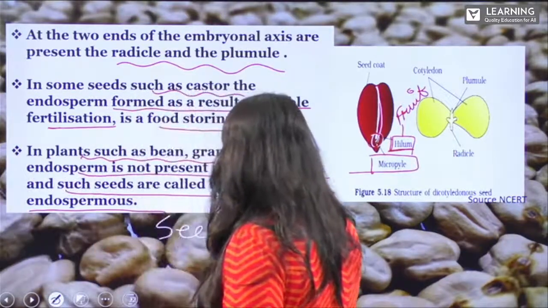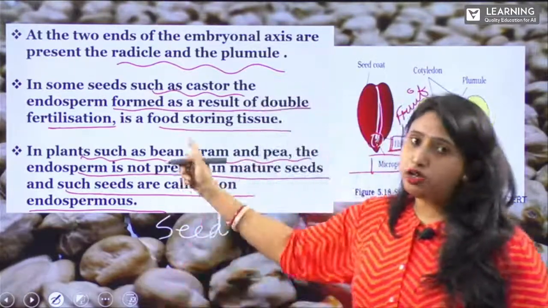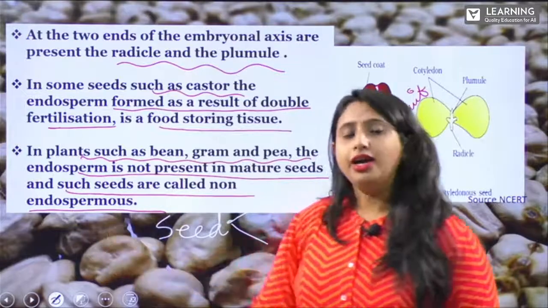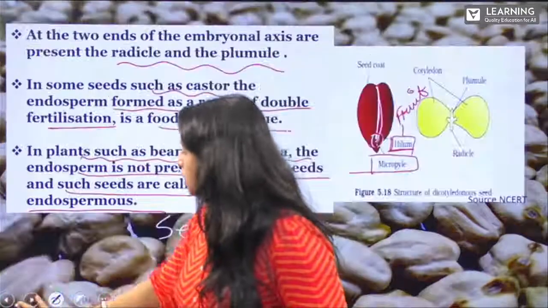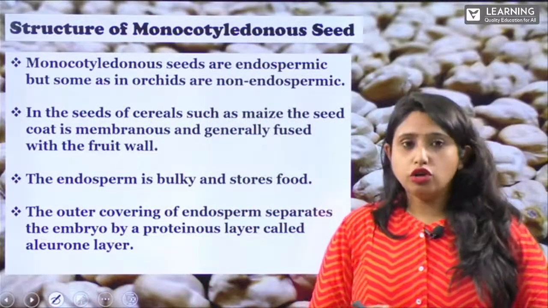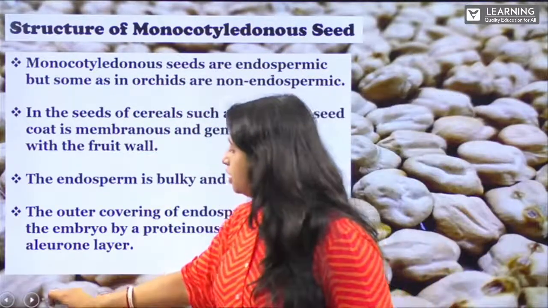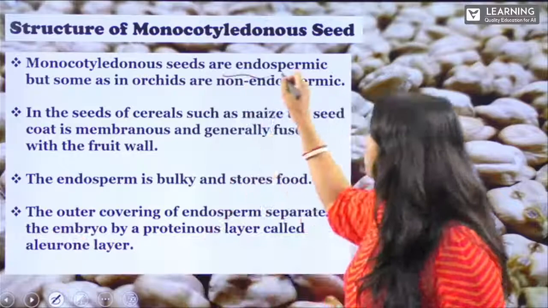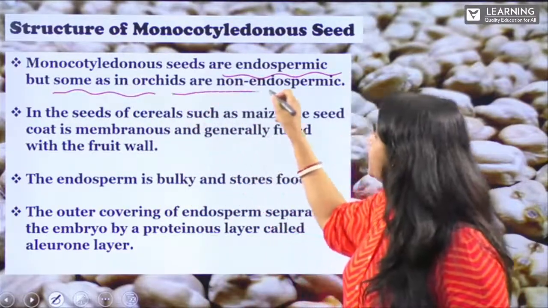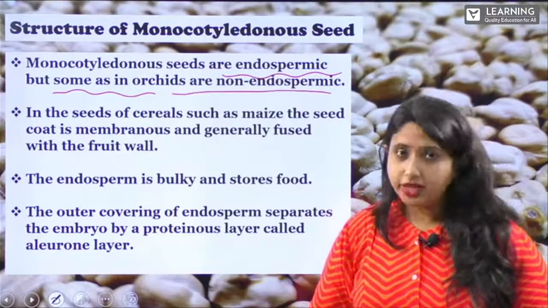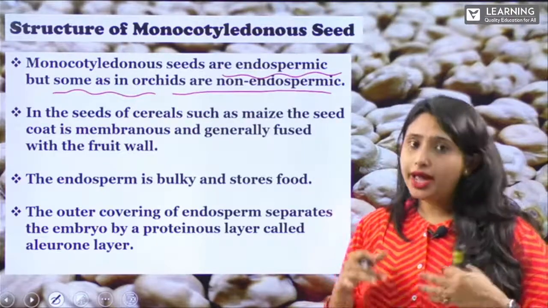So basically the seeds can be divided into 2 types. What are the 2 types? One is the endospermic seed, another is the non-endospermic seed. Next, let us move on to the structure of the monocotyledonous seed. In monocotyledonous seeds, most are endospermic, but some, as in the case of orchids, are non-endospermic.